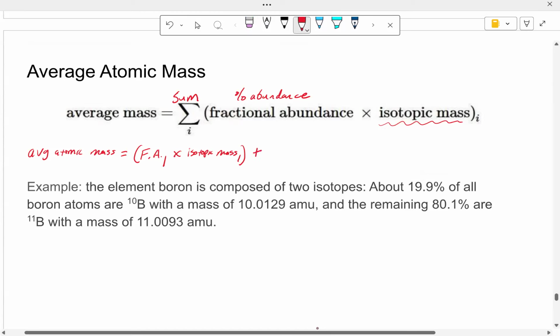And we add that to the same calculation for the second isotope. So we do the same thing again, but we use the data for the second isotope. And then so on and so forth until we don't have any more isotopes.